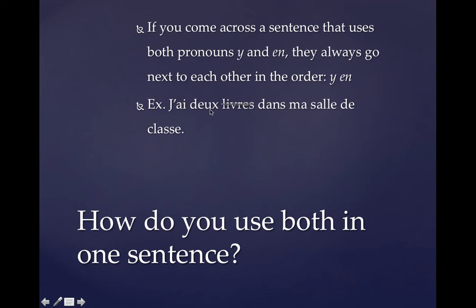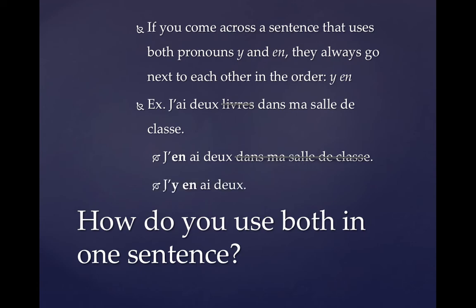So instead of j'ai 2 livres, think about which pronoun we use to replace an object that follows a number. And we can simplify the sentence firstly by saying j'en ai 2 dans ma salle de classe. So it changes from saying I have 2 books in my classroom to I have 2 in my classroom. And then we can get rid of dans ma salle de classe, and we get an even more simplified sentence saying j'y en ai 2. So I have 2 there.